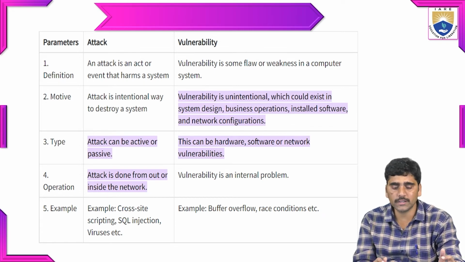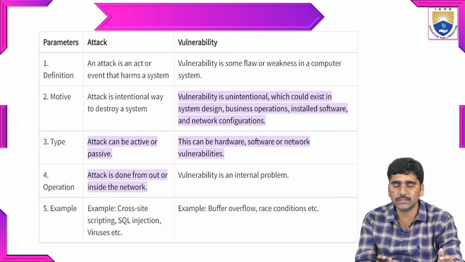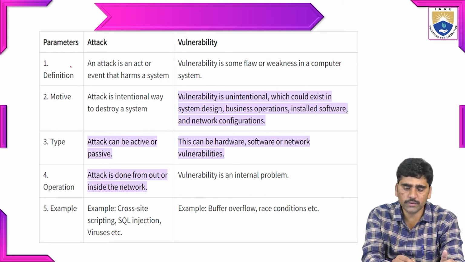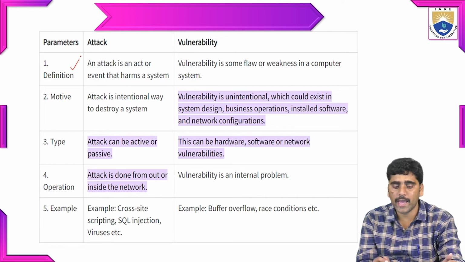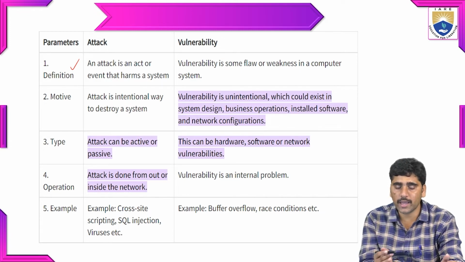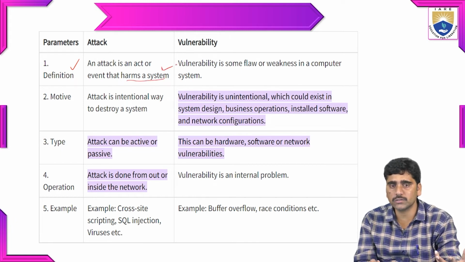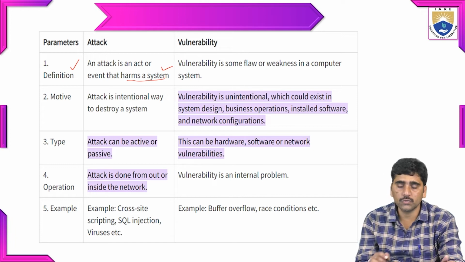Now, from a parameters point of view, what is the difference between attacks and vulnerabilities? By definition, an attack is an act or event that harms a system. You execute some program or event to harm the system. That is an attack. A vulnerability is some flaw or weakness in a computer system that gives a chance to launch attacks.